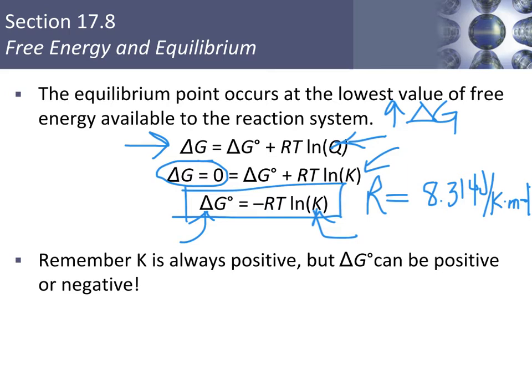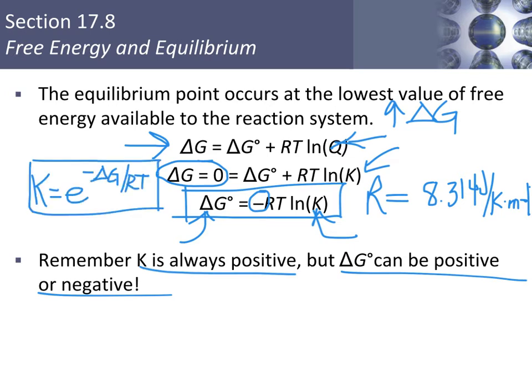For K, we are always going to get a positive answer. Remember, we can have a really large K or small K, a large equilibrium constant or a small equilibrium constant. But still, delta G can be positive or negative, and this negative sign right here in the equation is going to allow that to happen. Let's say we wanted to solve for an equilibrium constant given a delta G. We could definitely do that with a little rearranging of this equation. We get K equals e to the negative delta G over RT.